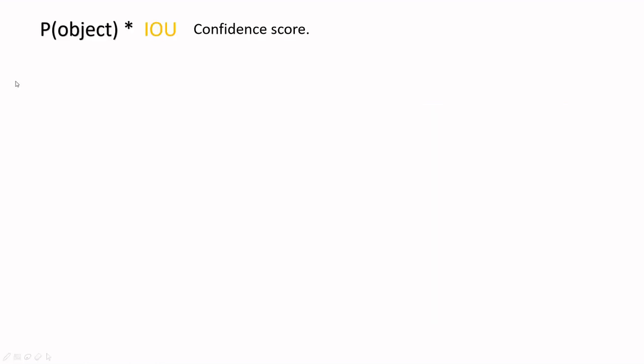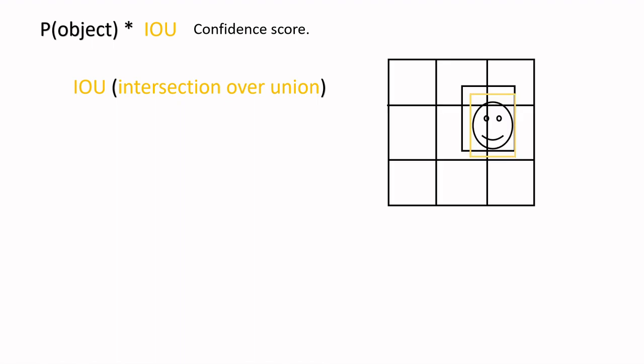Okay, so as I told you, P of object times IOU is the confidence score. So what is IOU? Intersection over union. This is, I think, one of the most important things in this whole YOLO paper. So what is intersection over union? You were given this image, right? You only had this image and this face in between. So what you came up with was a black bounding box, which you saw in the last slide.